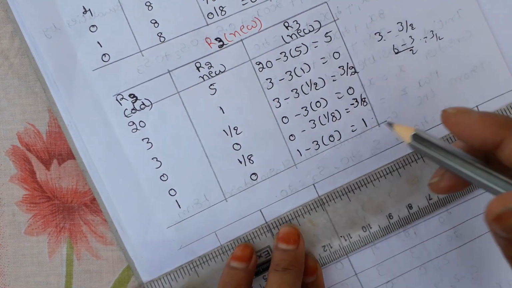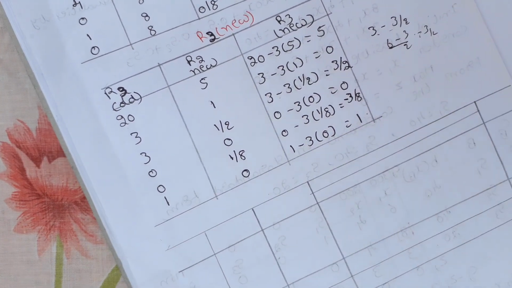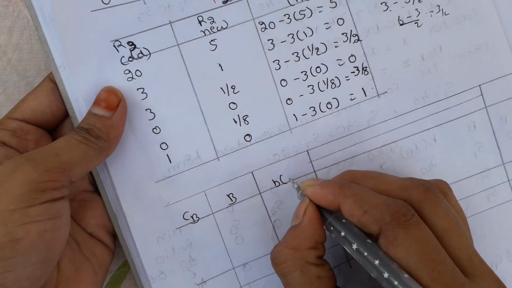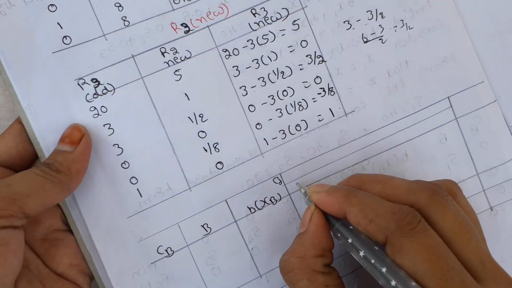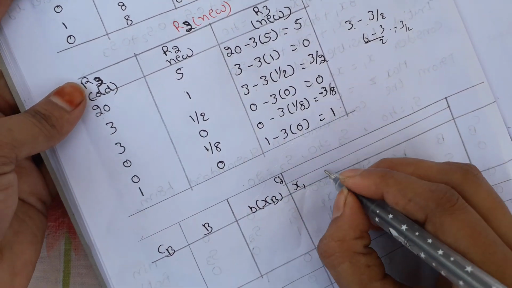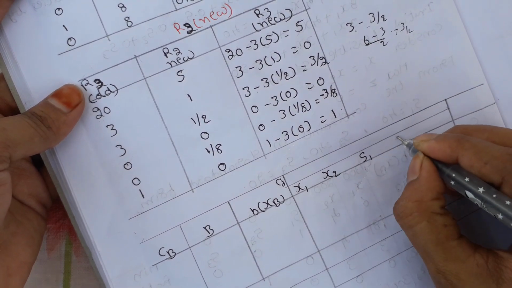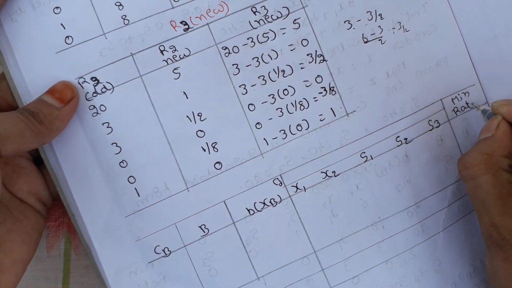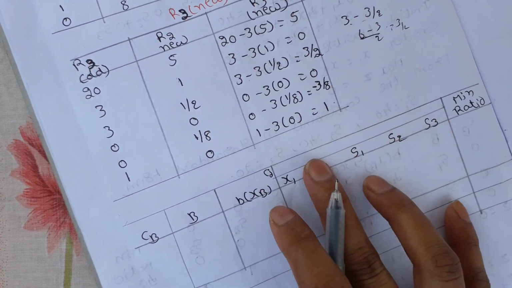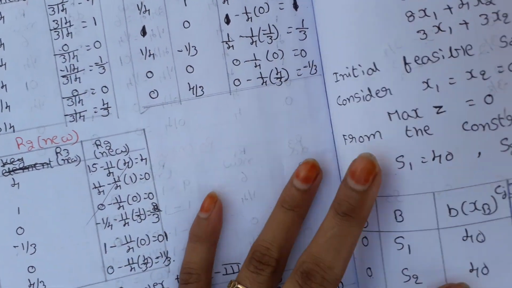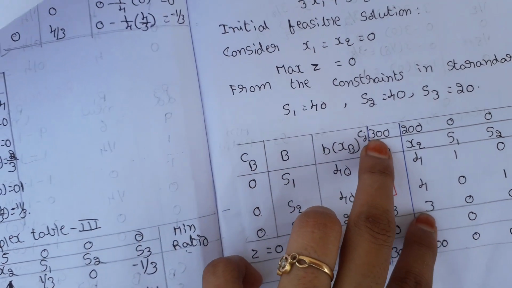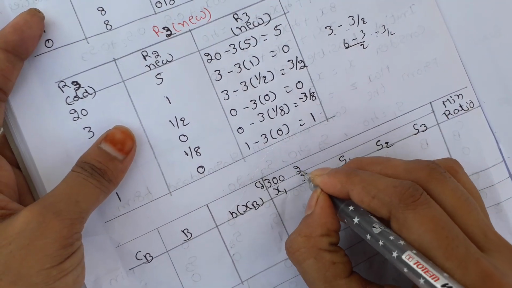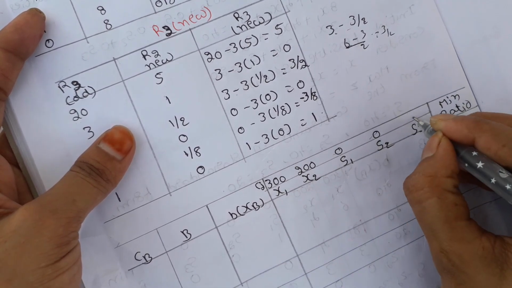This is a basic form of a simplex table and it will be same for all the problems. CB, B, XB, CJ. How many variables? X1, X2, S1, S2, S3. Here we have minimum ratio. First we will enter these coefficients here. Now what are the coefficients? It will be same because the objective function is not going to be changed. So 300, 200 and all the other are 0. 300, 200, 0, 0, 0.